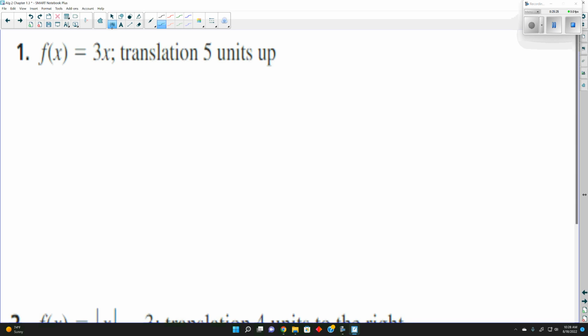Yes, f of x equals 3x, and we want to translate it 5 units up. So our new function, it doesn't tell us what the new function is, so we can just pick g of x. Really, you can pick whatever letter you want. g of x equals, since we're moving it up, it would be our f of x plus k, because if we're moving it up and down, this is the one we use.